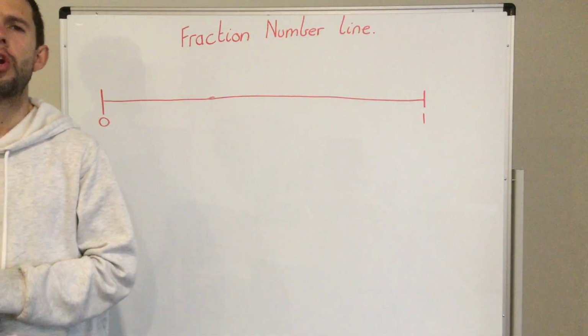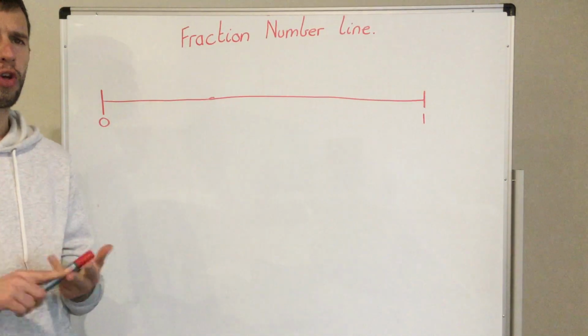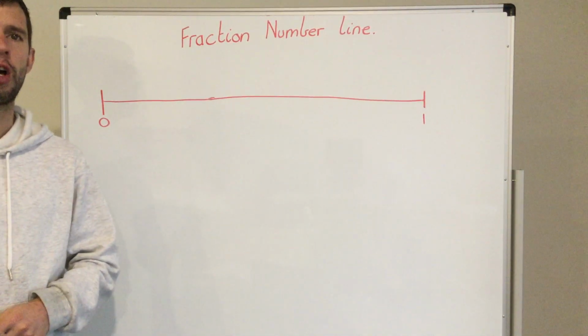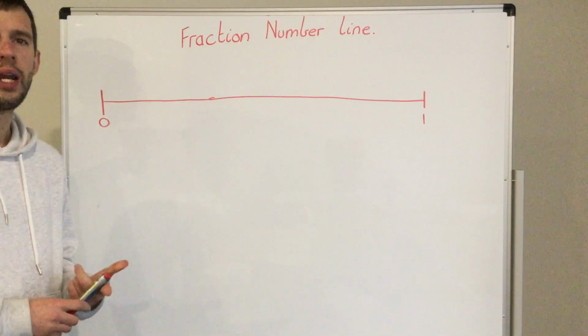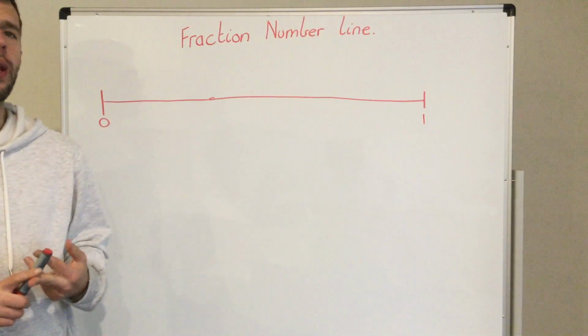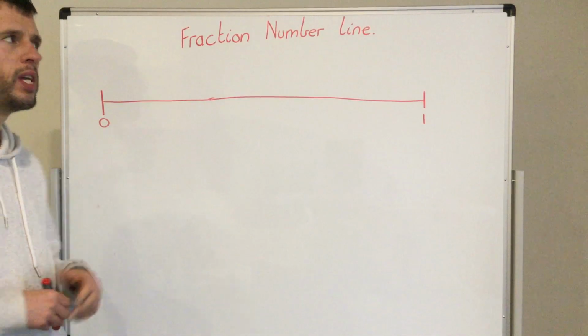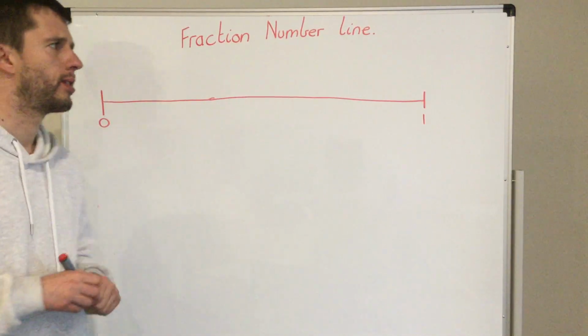We are going to be learning about fractions on a number line. There are two ways we can put fractions on a number line. One is we can compare, and the second way is we can convert and change it to its decimal. So let's do it the first way first.